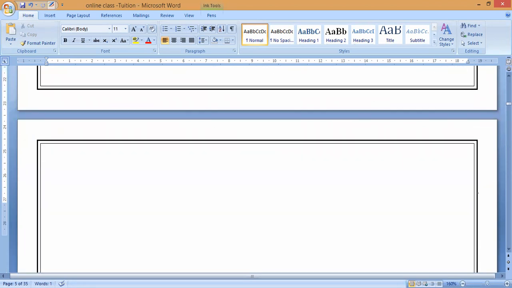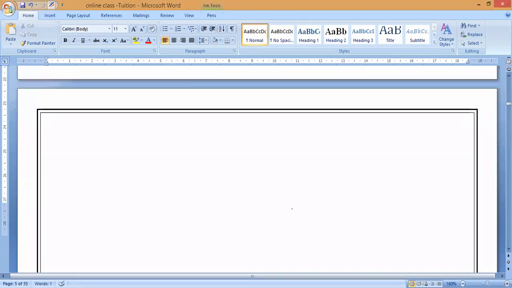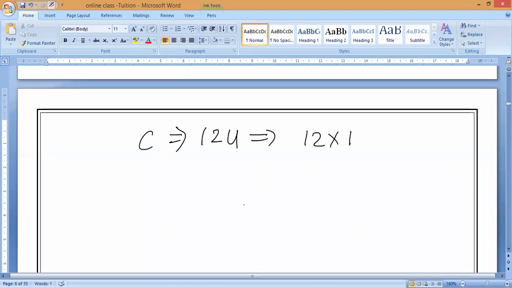Everybody should remember like that. Okay, guys, any doubt? No, sir. Right? Now let us go with what you should remember. 1 unit equals how many grams, guys? Suppose carbon is 12 units, atomic mass units. What does it mean? 12 into 1 gram. 1 unit equals how many grams?